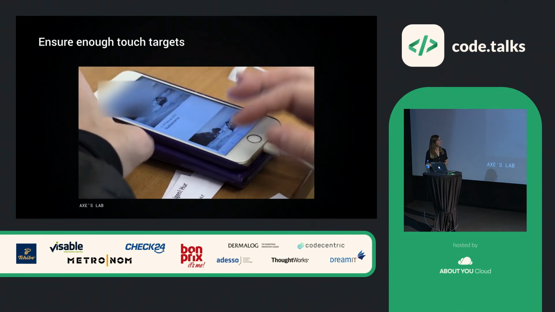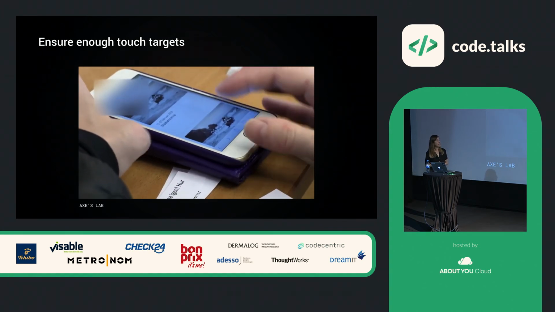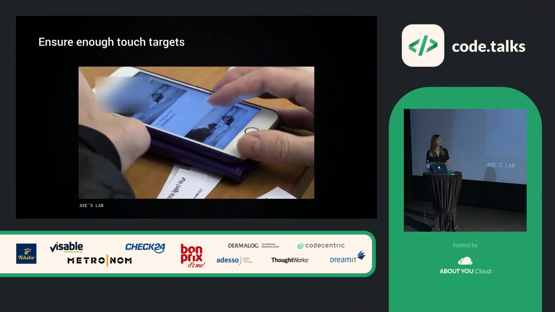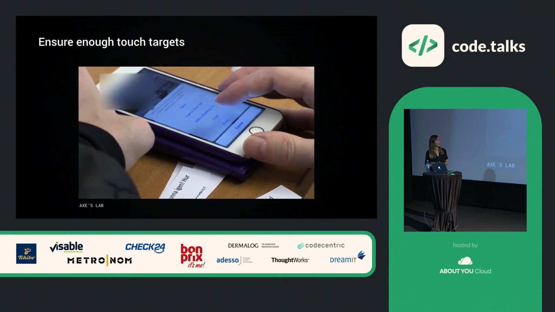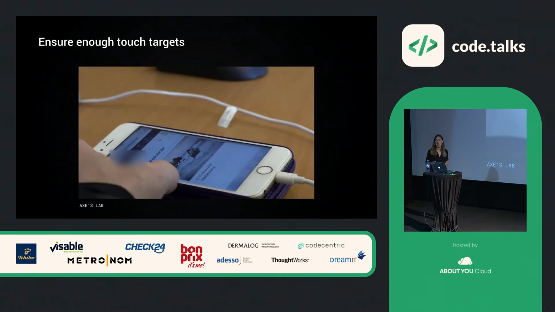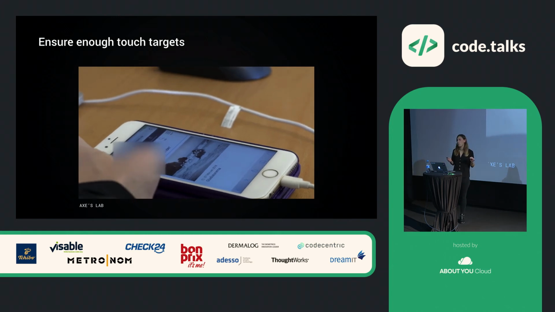As you can see, it's quite difficult to aim at target points here, right? Especially when there are small points. This applies not only to people with a disability, but imagine yourself on the train or on the bus using your phone, and it's bumpy, right? And you don't have a really good hold of your phone.